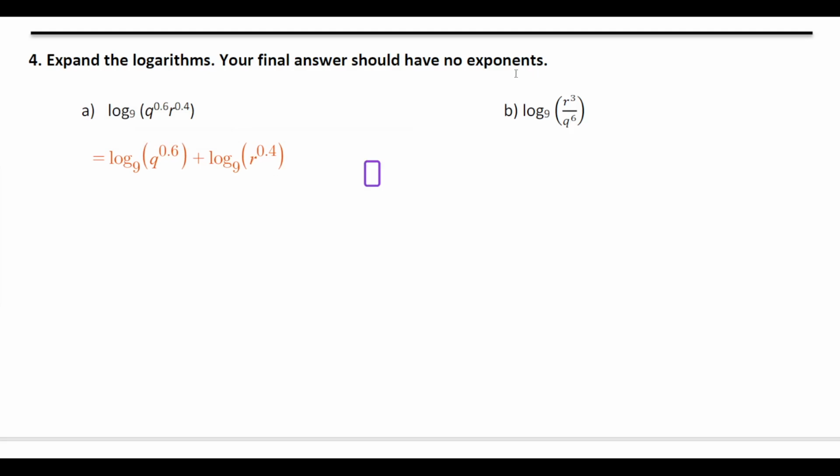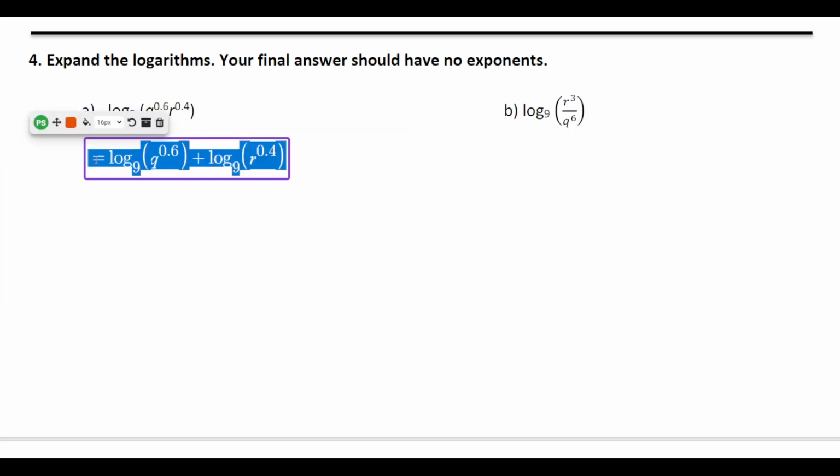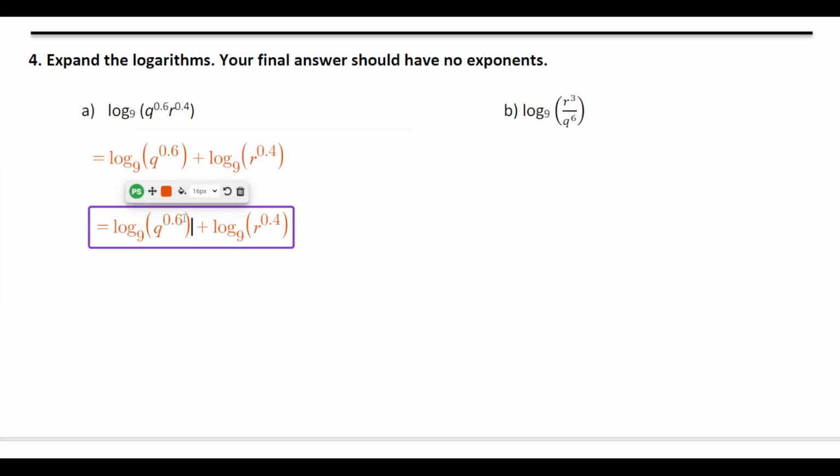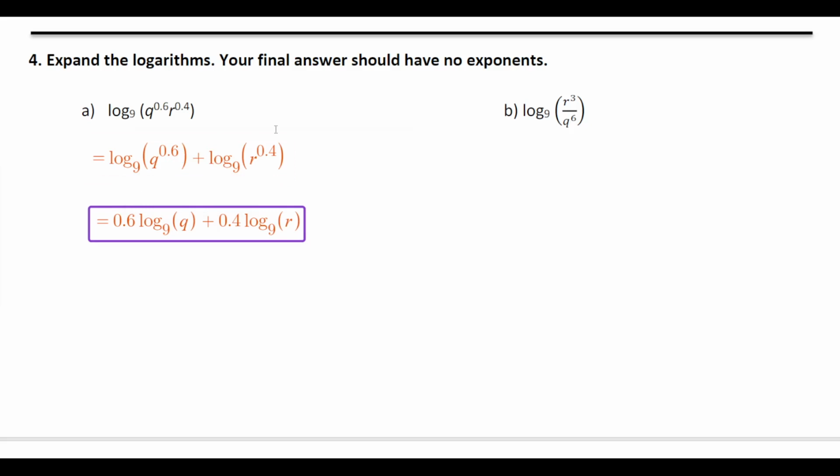Now it says your final answer should have no exponents, so we need to deal with these. And we can do that by rewriting this so that this number right here is actually a coefficient of the logarithm. So let's see, the best way to do this is probably going to be just copy and paste, and then move these exponents out to the front. Now you can go back to the notes or the homework video. I go in a lot more detail on the names of these properties. But since this is just review, I'm just going to walk you through the correct steps here. So there you go. We've expanded this as much as we can.